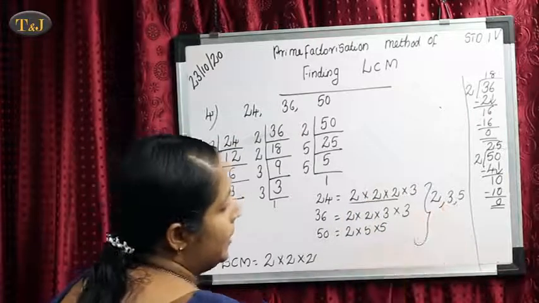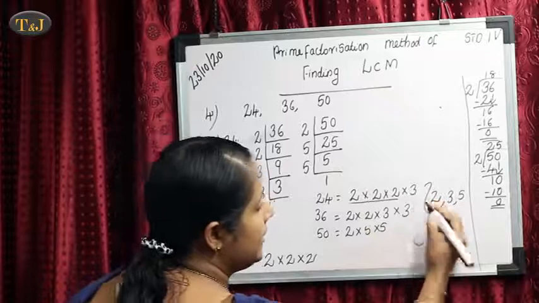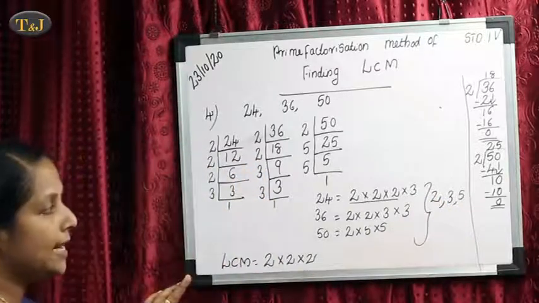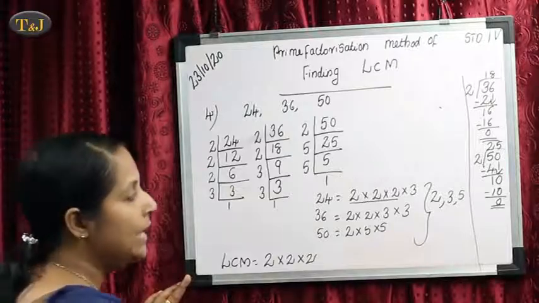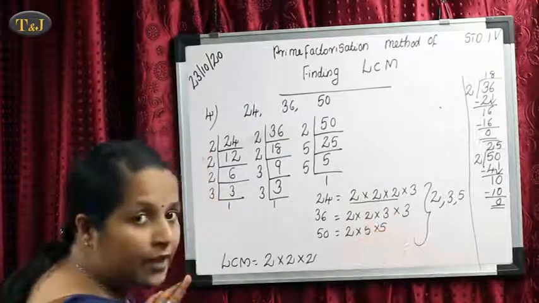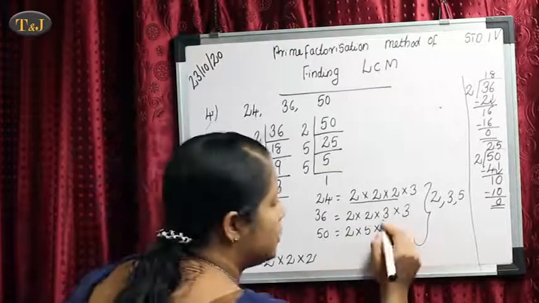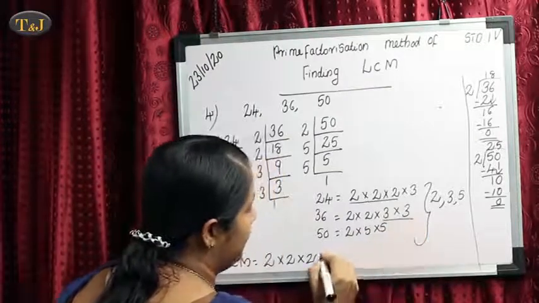Next our prime number is 3. Here 3 is repeated 1 time. Here 3 is repeated 2 times. So we select the maximum number of 3s. The maximum is 2 times 3. So we select 2 times 3.